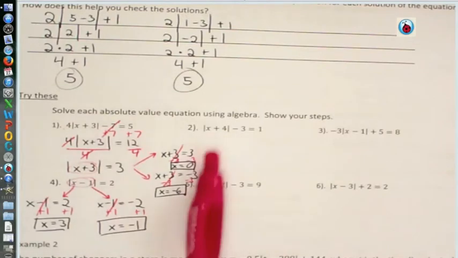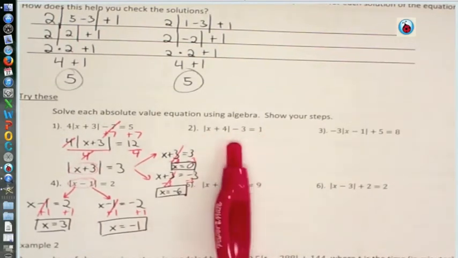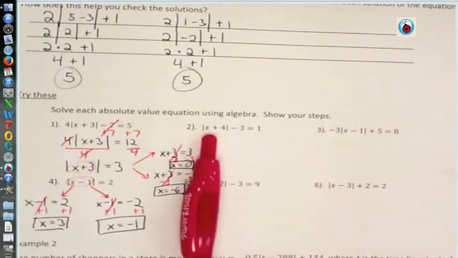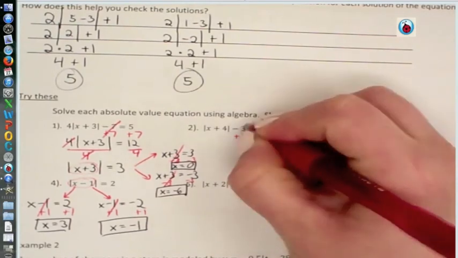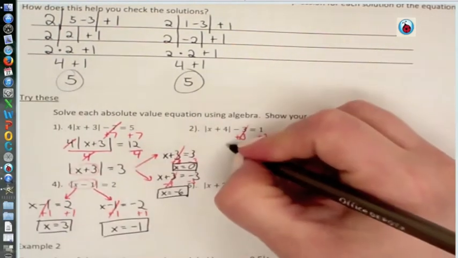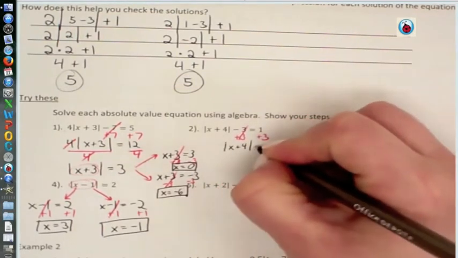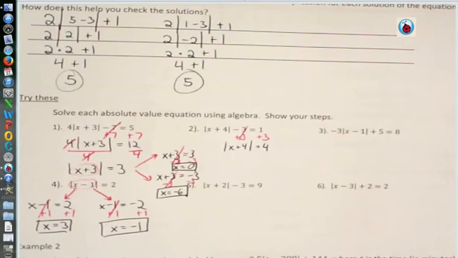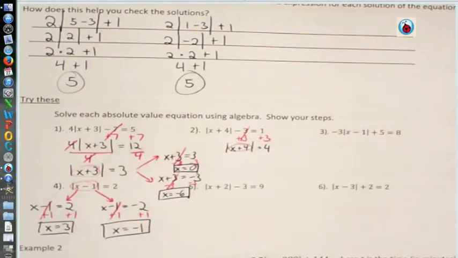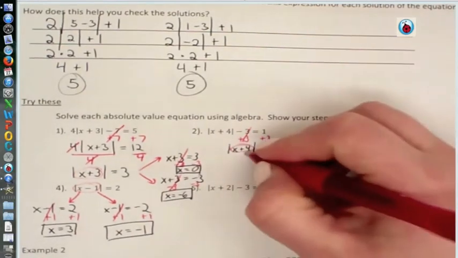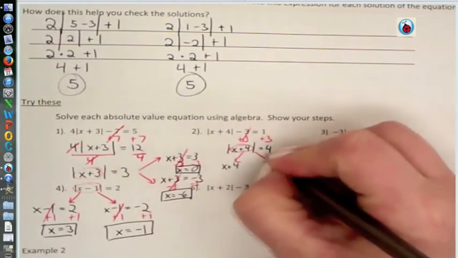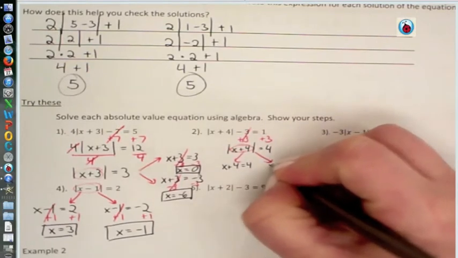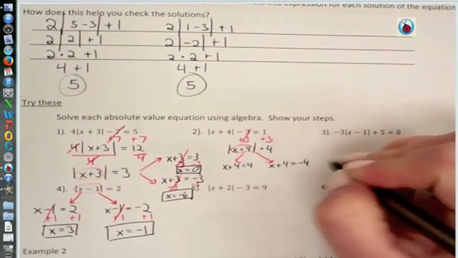Number 2, absolute value of x plus 4 minus 3 equals 1. I want to get this absolute value by itself. So I'm going to add 3 to both sides. I get absolute value of x plus 4 equals 4. And now that I have the absolute value by itself, this inner part of the absolute value could be two different things. There's two possibilities. Either x plus 4 equals positive 4, or x plus 4 equals negative 4. Either one will work.